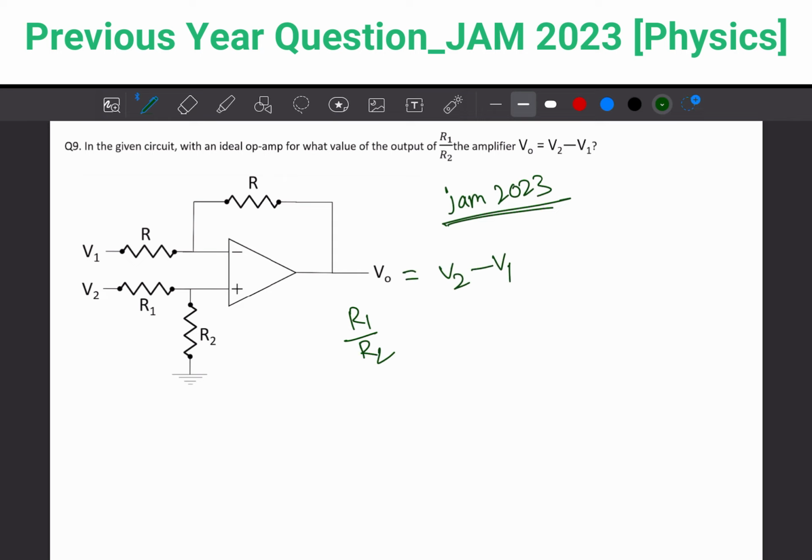Okay. So what you need to do? We just need to solve this problem by KCL and compare the values, and then we can get R1 by R2. So we can do this problem in two ways. First one is the conventional KCL, and then I will show you one shortcut way.